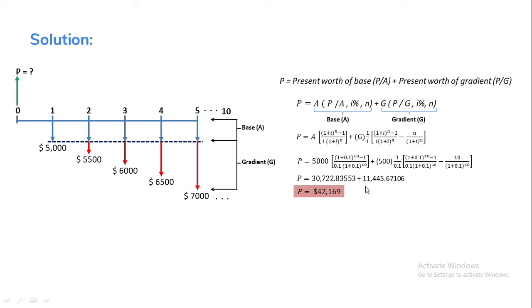So our A is 5,000, our base amount. Then our interest is 10, and our number of periods is 10. Our G, the amount added constantly, is $500. So by solving, we will come up with the result that the present worth of the 10 years maintenance cost is $42,169.